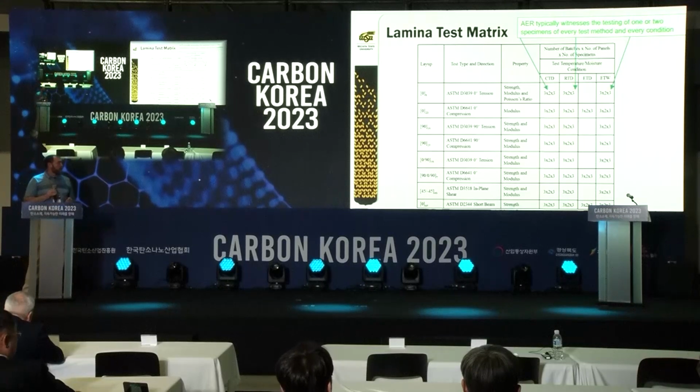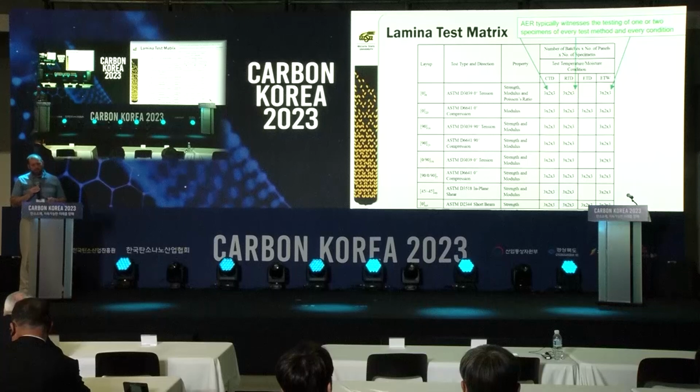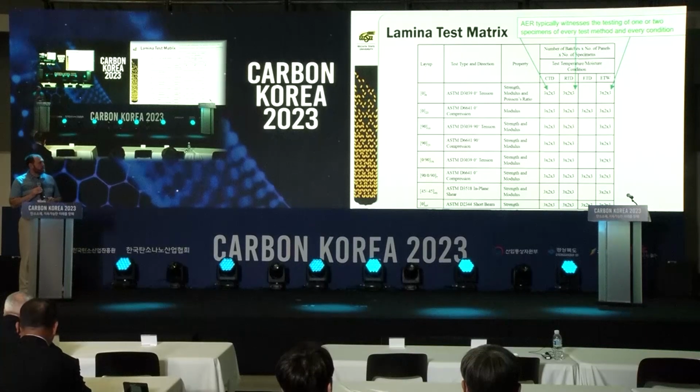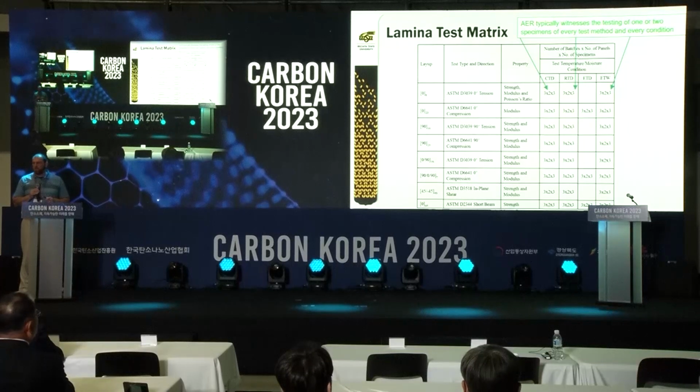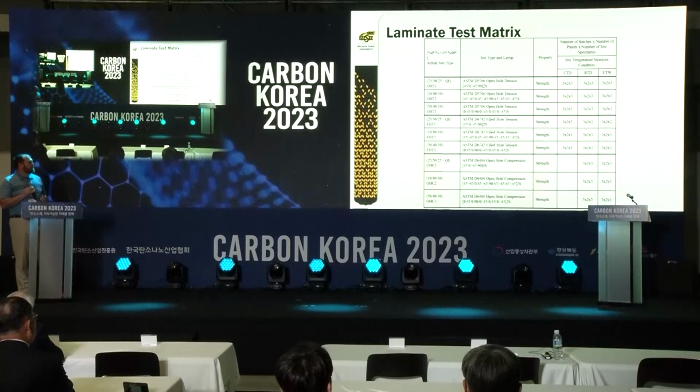So as I was saying before, the AER is witnessing those tests, and those green arrows are pointing to the tests that the AER is witnessing. They witness 1 or 2 of each test type and test condition. This is the laminate test matrix.